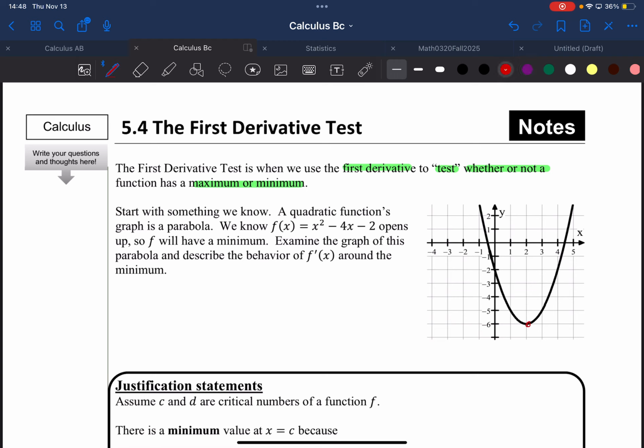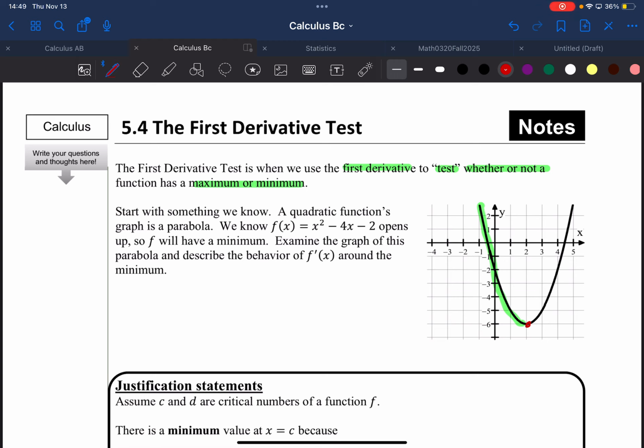2. Okay, right here. So it says, examine the graph of the parabola and describe the behavior of the derivative around the minimum. So what it's talking about is from this part of the graph all the way to the minimum, how would you describe the derivative? Just the part I highlighted. Decreasing, yes, decreasing. So we're pulling from the notes from yesterday.